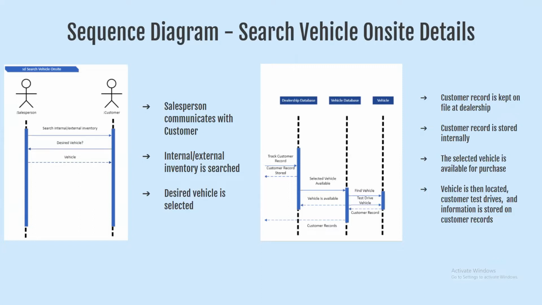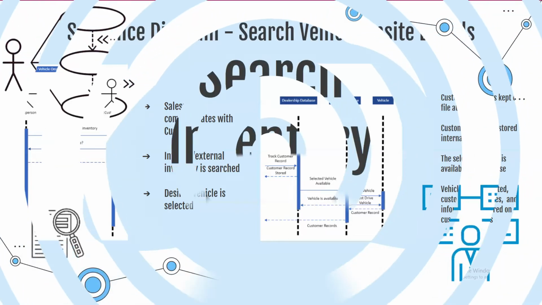Moving into the second half, the customer record is kept on file at the dealership. The customer record is then stored internally, so we'll track what the customer wants, and we will store that information. The selected vehicle is then available for purchase, and the vehicle is located. The customer will test drive it, and the information, again, is stored on customer records.